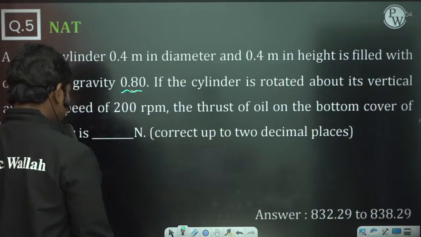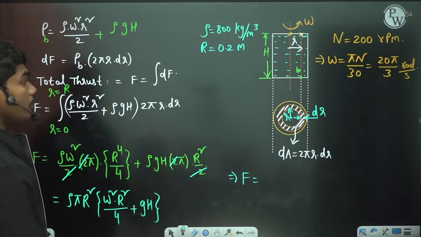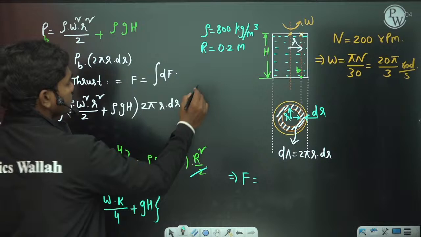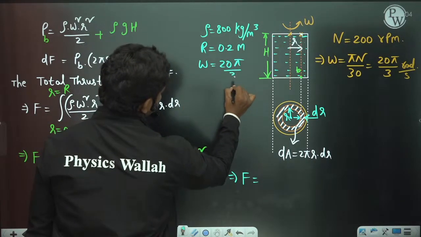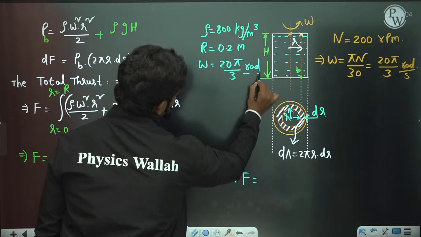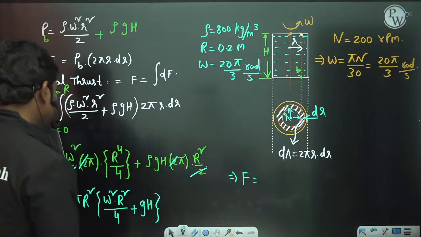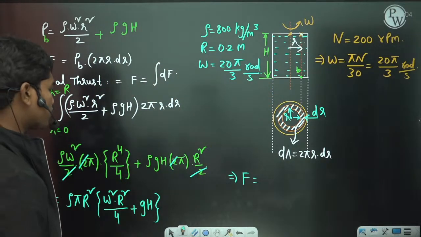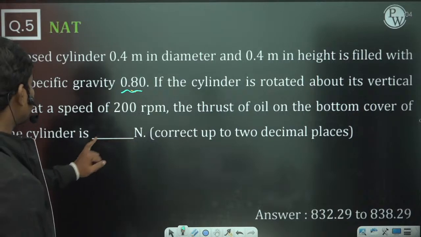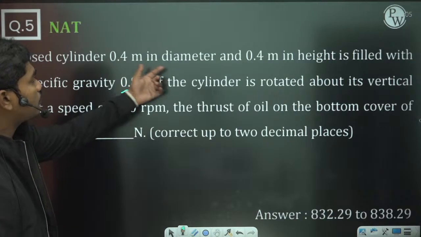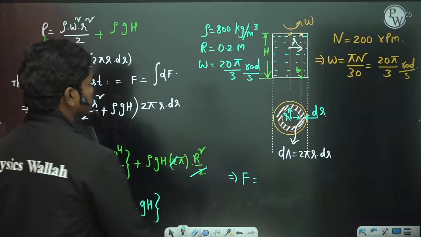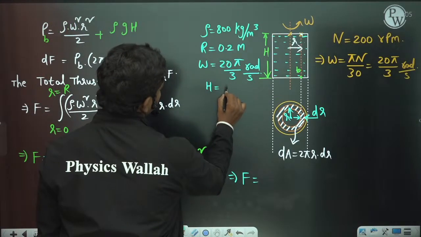What else do we need? We need the omega value. We have calculated omega as 20 pi by 3 radians per second. Then capital R we got. G is constant; nothing was mentioned, so 9.81 by default. Then capital H, the height of the cylinder, is 0.4 meters.